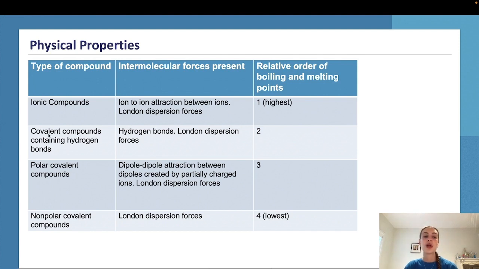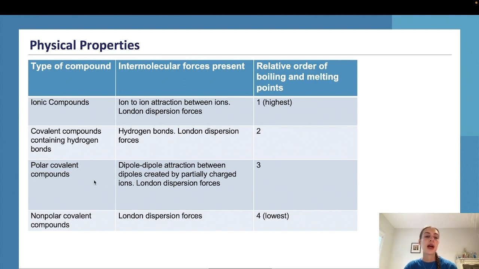The next one we've got is covalent compounds which contain hydrogen bonds, so that being an oxygen, nitrogen, or fluorine bonded to a hydrogen in a particular covalent compound. This will mean that there will be hydrogen bonds present and London dispersion forces present. There may also be general dipole-dipole interactions present as well, depending on the particular molecule. And so they will have the second highest melting and boiling point. If we're just considering hydrogen bonds, dipole-dipole interactions, and London dispersion forces, then we would say that they have the highest melting and boiling point.